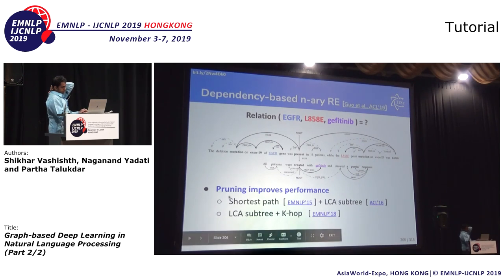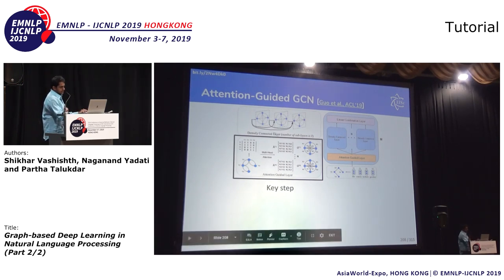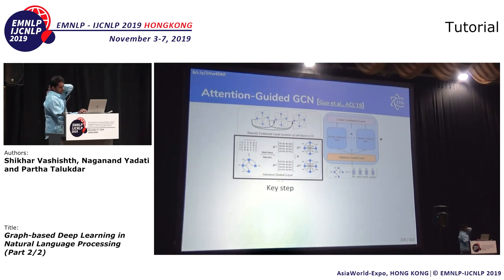Previous works propose rule-based approaches like shortest path, LCA subtree. LCA stands for lowest common ancestor. EMNLP 15, ACL 16, EMNLP 18. They propose rule-based approaches. But in this ACL 19 paper, they actually propose to learn the graph pruning stage, right? And the key step here is they have an attention-based step, which will actually learn the graph pruning.